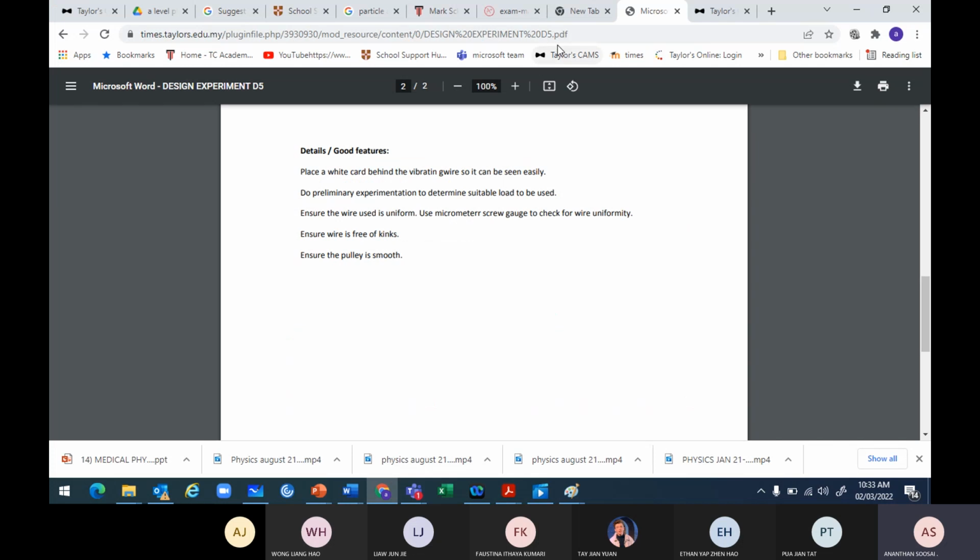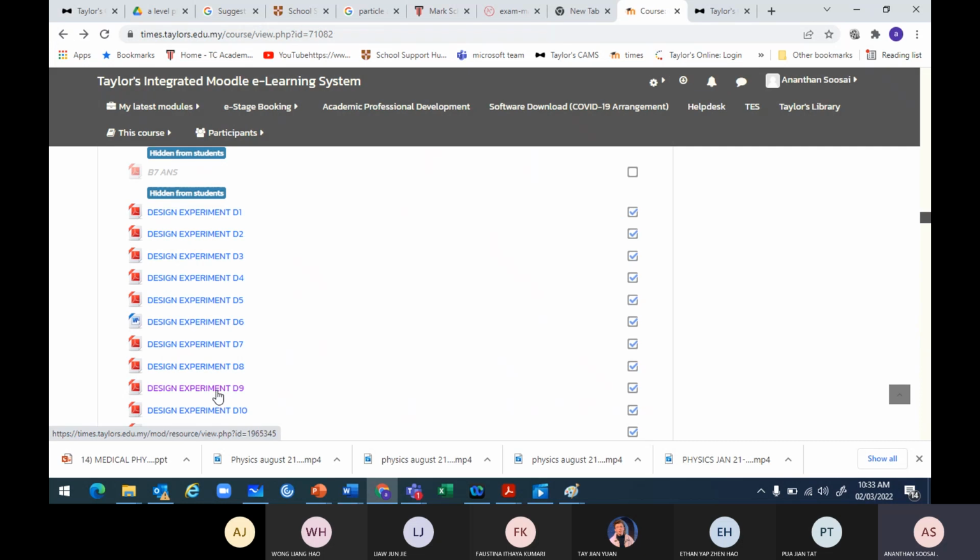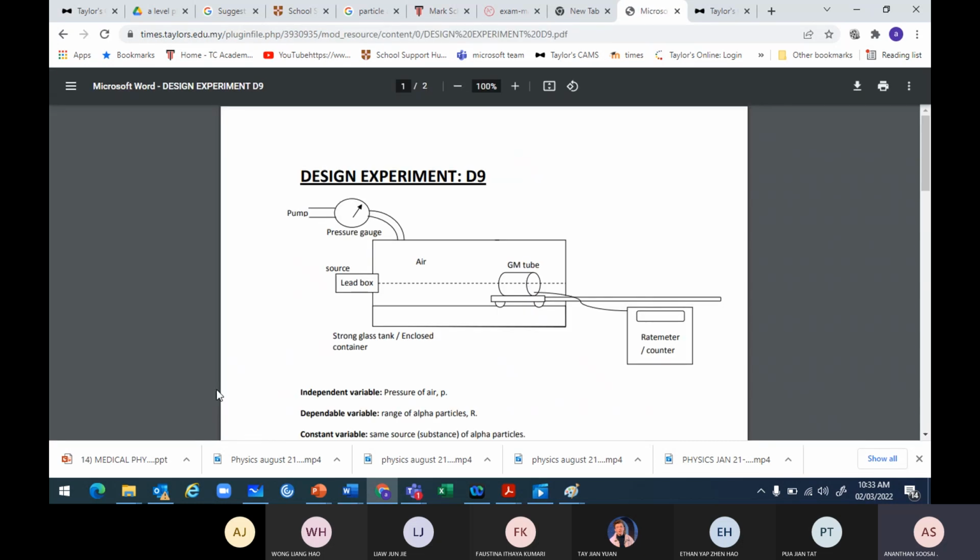Okay, so let me show you. Hopefully the setup is roughly like this. So vacuum pump, Bourdon gauge or pressure gauge, manometer, lead box. And of course, the radiating substance needs to be in a lead box, right? The GM tube connected to a rate meter, you pull it until you find the range.